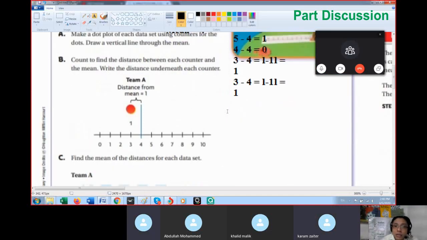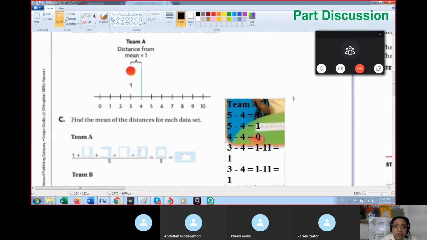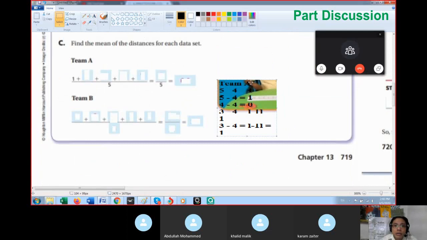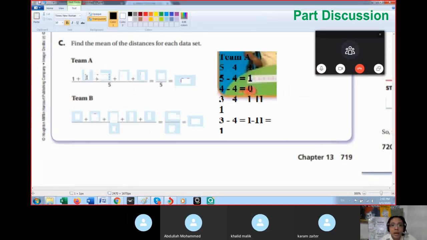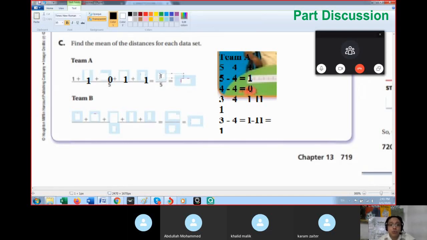Yes. So now, if we are going to write our answers, they are the following. Look here at the board. We have here 1, also 1, here 0, here 1, and here 1. Now let us add. 1 plus 1 is 2, plus 0. One plus one plus zero plus one plus one is equal to 4. And then we divide, and you will get 0.8.